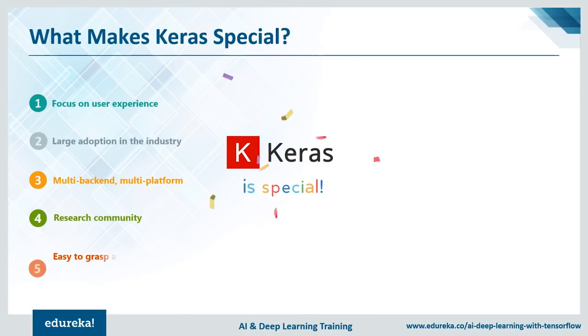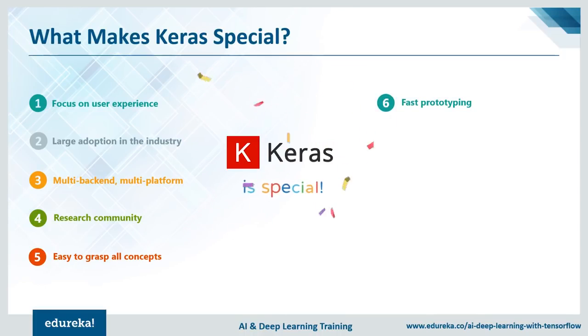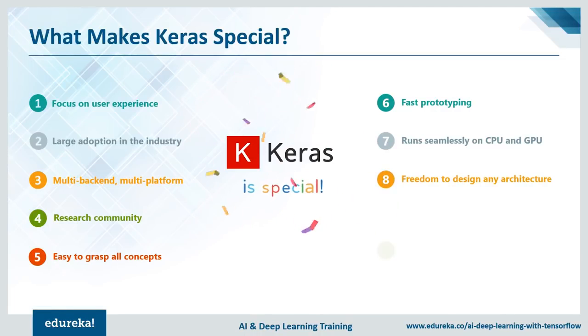So what do you think? And moving on, all the concepts are really easy to grasp with Keras guys. And next up, it supports fast processing, which is really good. And guys, it runs seamlessly on both the CPU and the GPU, and it has support for both Nvidia and AMD as well. And the best part for me is the freedom to design on any architecture and then later implement it as an API for your projects, guys. This definitely is a major advantage for me.